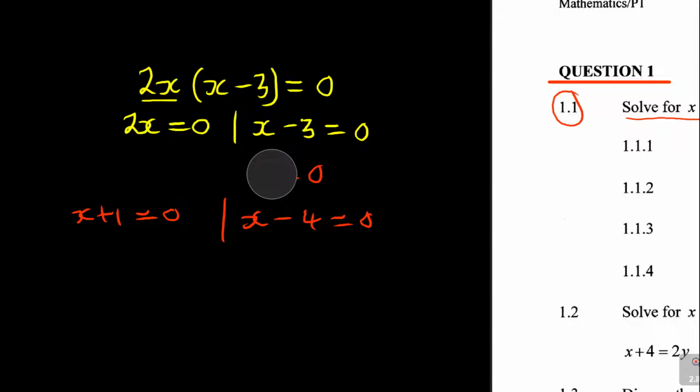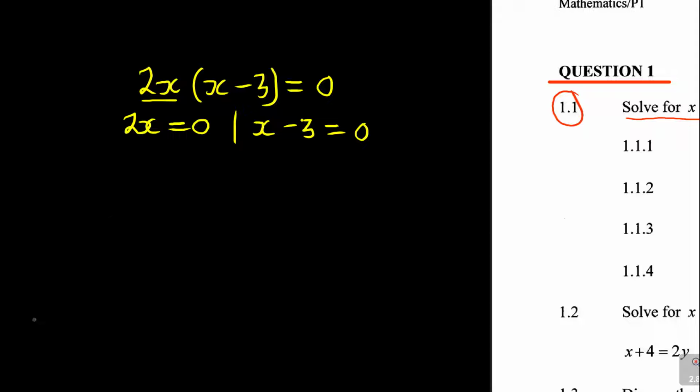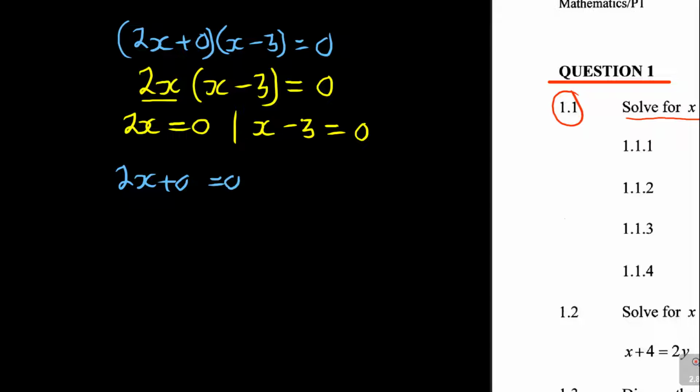So what they are actually saying here is that you can rewrite this part as 2x plus 0, and x minus 3 is equal to 0. So 0 doesn't have a sign. It's neither positive nor negative. So then you can say 2x plus 0 is equal to 0, but this is nothing. That's why we're saying 2x is equal to 0. Are you seeing that? So let not that confuse you.